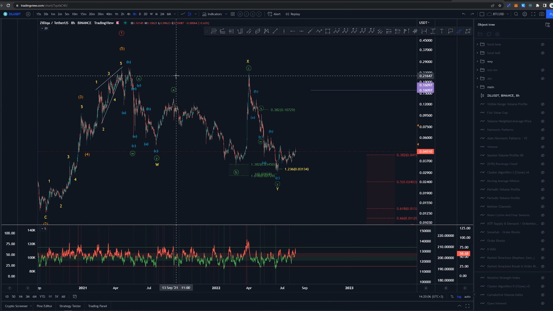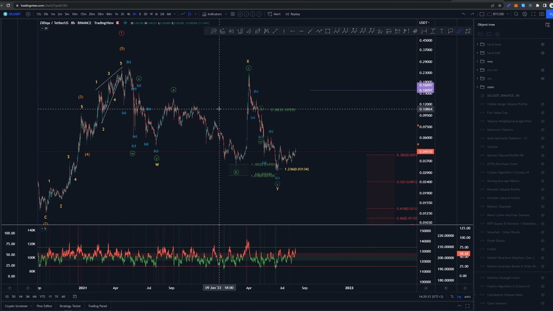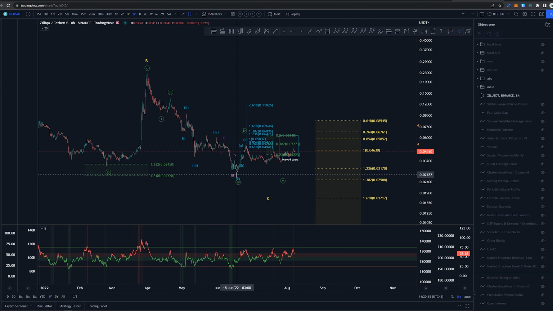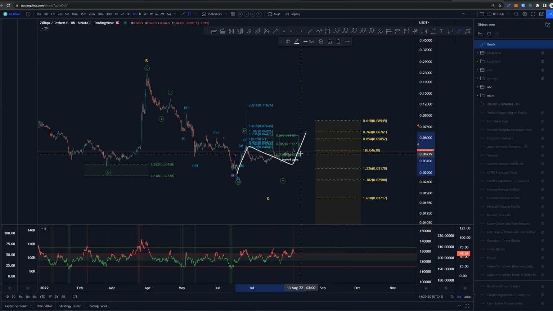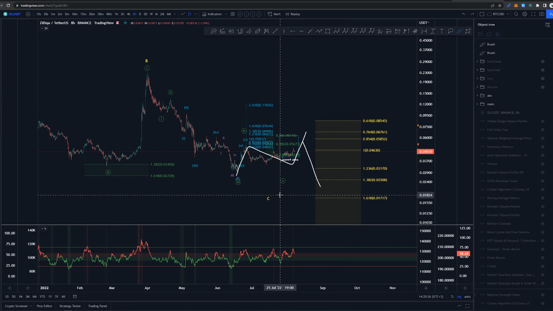Again, so two different possibilities. Overall, this count is saying that we did bottom here for something, and the other one is expecting one more low. For the other one, this ABC count, we could be doing something like this to get the wave 4 a bit higher, and then get that more impulsive wave for this wave 5.